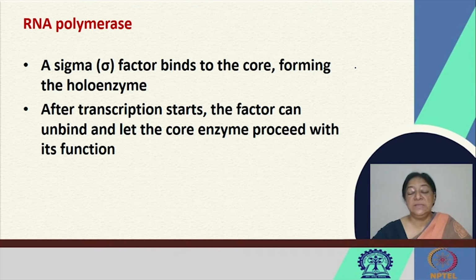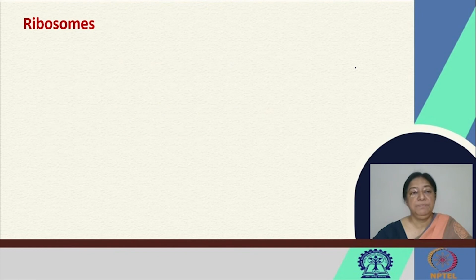So we realize that there is a very tight regulation of the process that goes on. So we have this sigma factor that forms the holoenzyme. Then the factor will unbind and let the core enzyme proceed with its function, that is the synthesis of RNA from the DNA template.